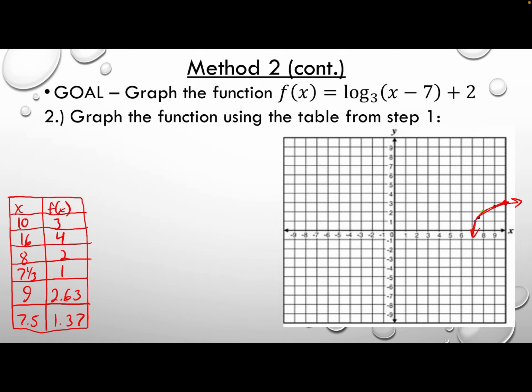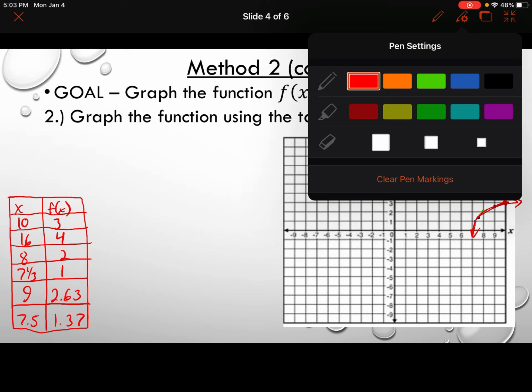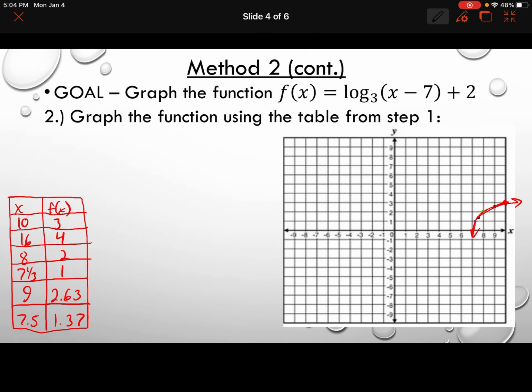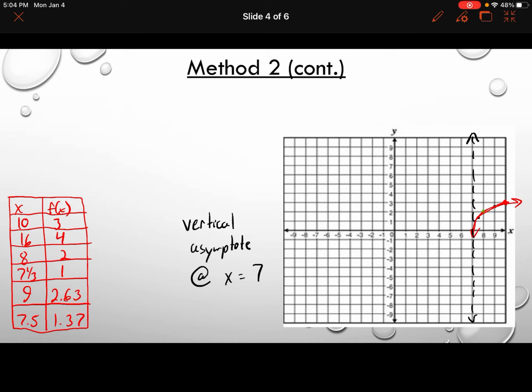And then don't forget, just like yesterday, do remember that this curve gets closer and closer as this curve goes down. It gets closer and closer to x equals 7, but never touches it. So remember, that is your vertical asymptote. Don't forget about that from the previous lesson. So vertical asymptote at x equals 7. Okay. All right.